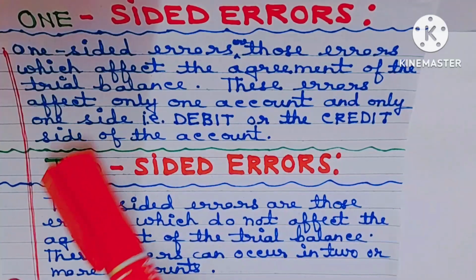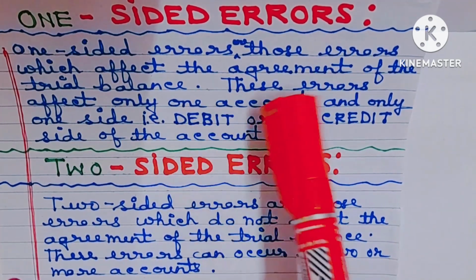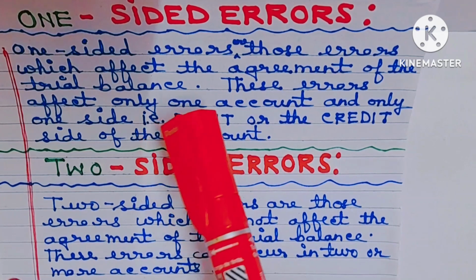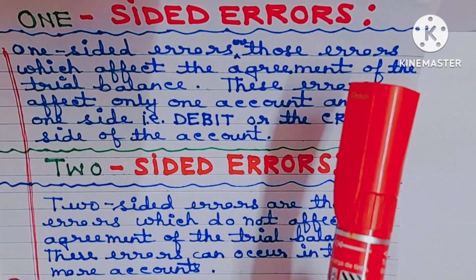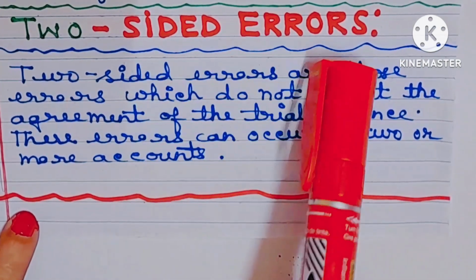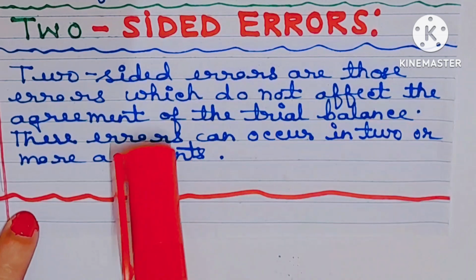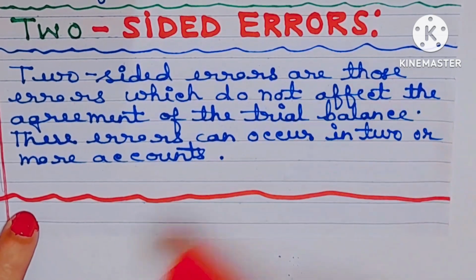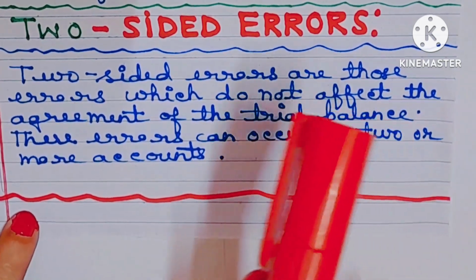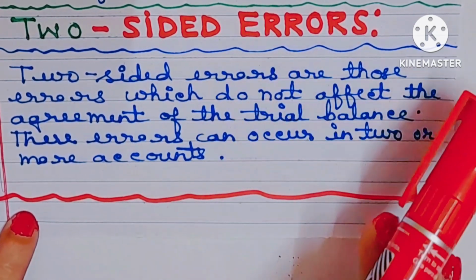Understood? Please remember, one-sided errors are those errors which affect the agreement of the trial balance. That is, the total of trial balance will not agree. Please remember, two-sided errors are those errors which do not affect the agreement of the trial balance. That is, the total of trial balance will agree, but the trial balance will be incorrect and incomplete.